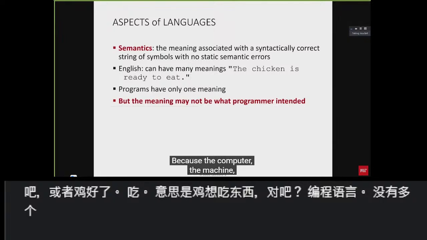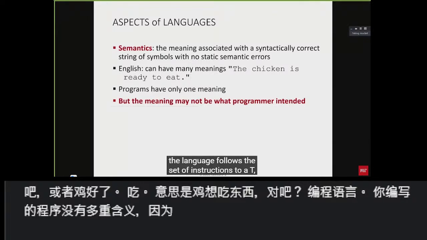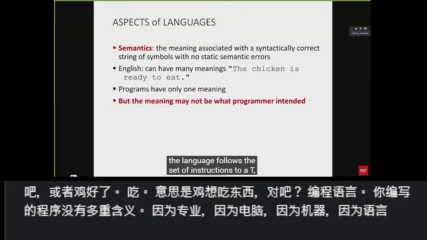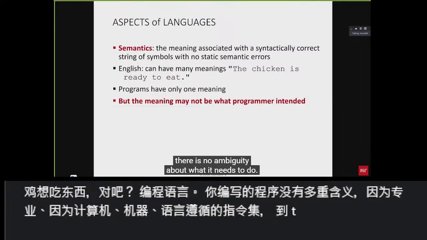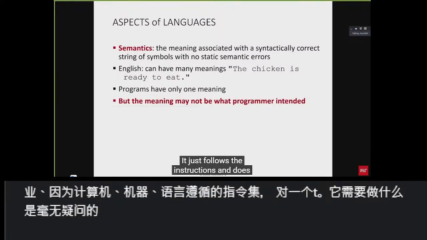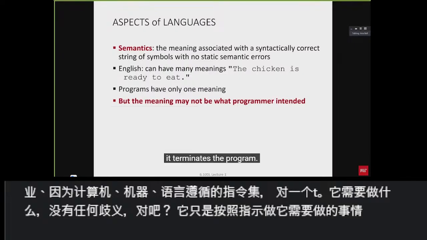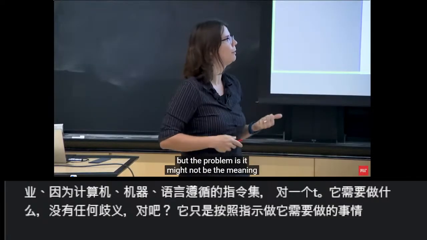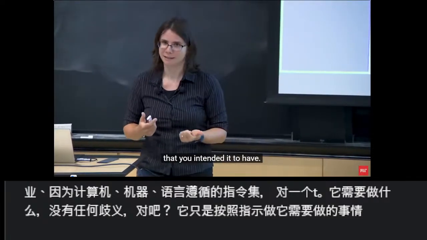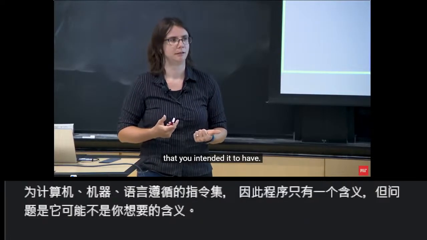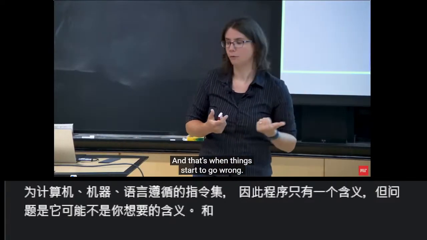Because the computer, the machine, follows the set of instructions to a T, there is no ambiguity about what it needs to do, right? It just follows the instructions and does what it needs to do to the end, till it terminates the program. And so programs only have one meaning, but the problem is it might not be the meaning that you intended it to have. And that's when things start to go wrong.